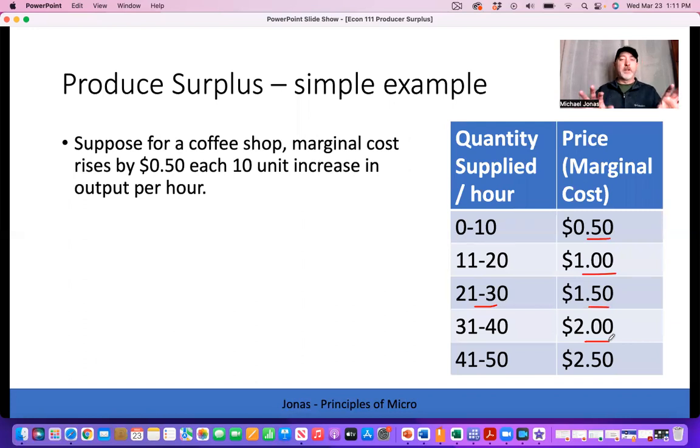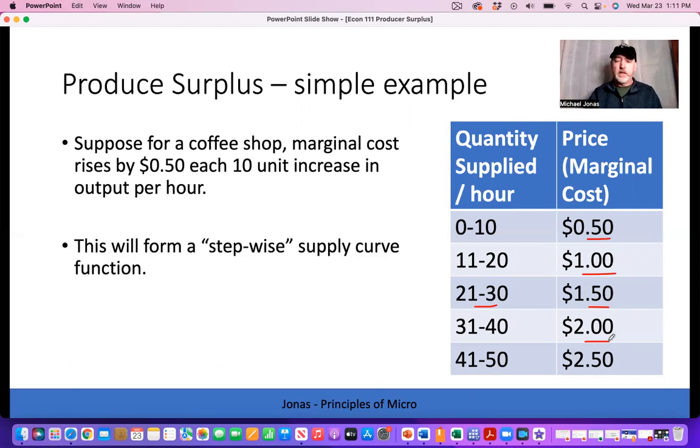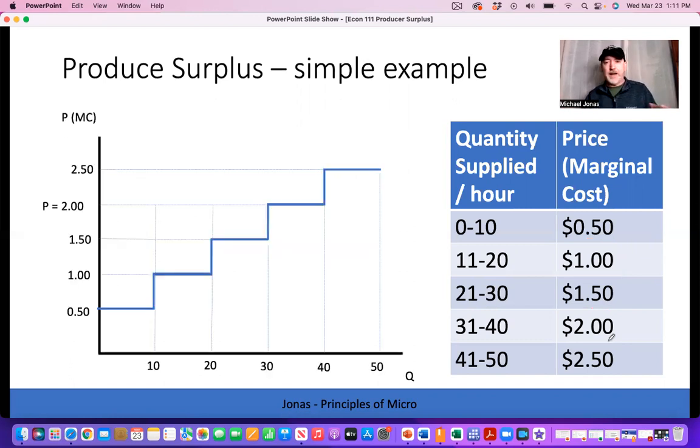Again, we're doing this just to make the diagram a little bit easier to see in terms of those gaps between price and marginal cost, but it conforms to the law of supply, right? As quantity increases, marginal cost increases as well. So we're going to get this little stepwise diagram of a supply curve. So it's not a curve, right? And it's not even a line, but it's a supply relationship, right? Every 10 units we go over, we go 50 cents up.